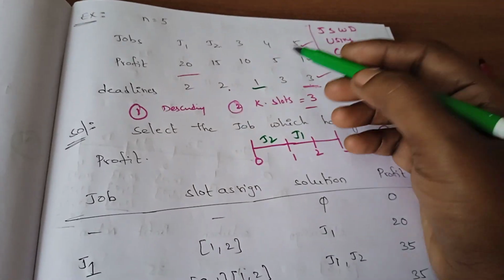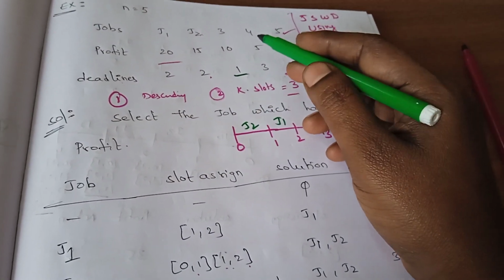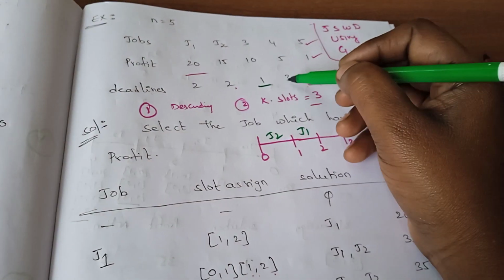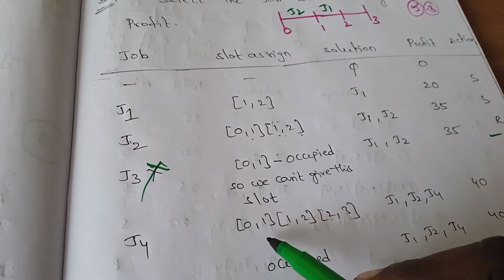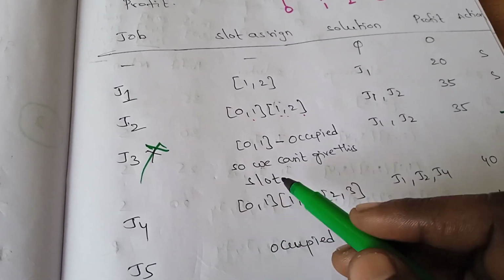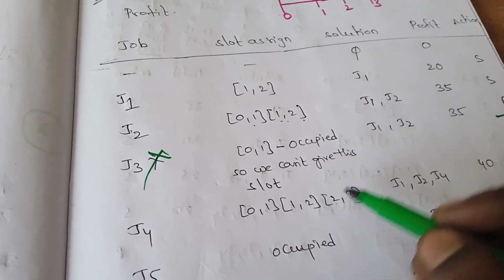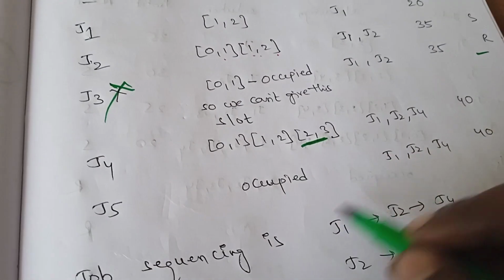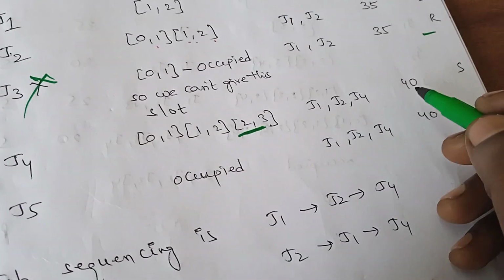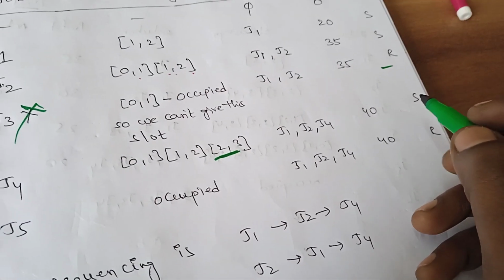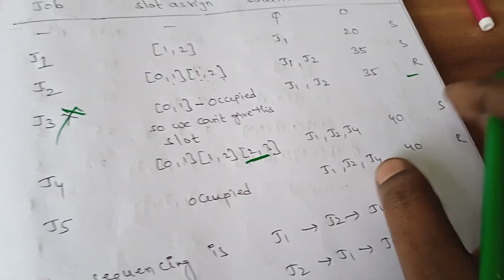Now the next task is J4. For J4, the profit is 5 and the slot is 3, meaning 0 comma 1, 1 comma 2, 2 comma 3. 0 comma 1 is already filled and 1 comma 2 is already occupied, so you can give 2 comma 3. So the 2 comma 3 slot is given to J4. Now J1, J2, J4, the profit is 40. It is accepted, so it is selected.